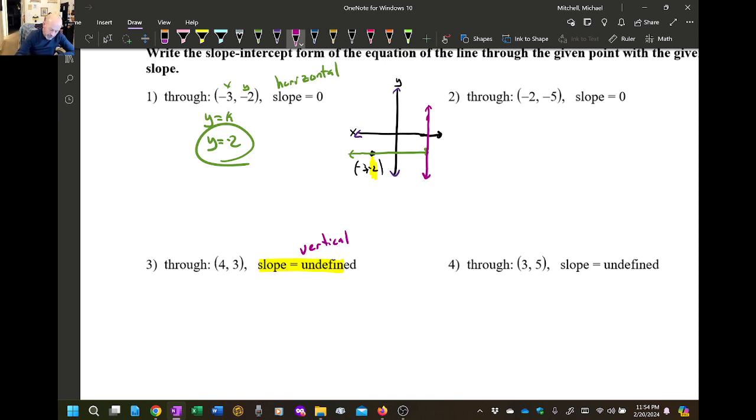So our vertical line, notice it's hitting the x-axis here. Right there. So we're going to use our x value. We have the form x equals k for any vertical line. So again, we're just going to plug that in here. And we're going to have x equals 4.